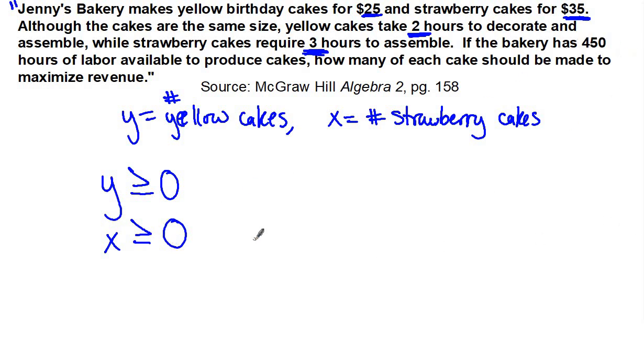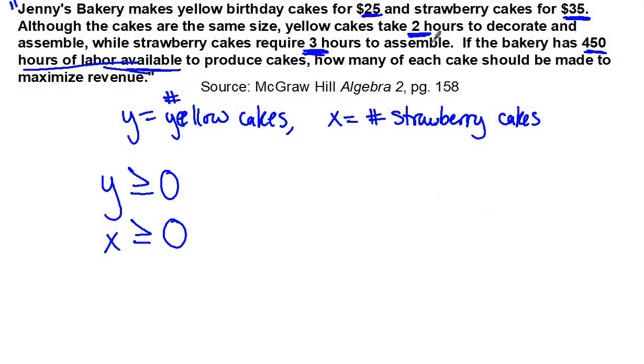Then our next constraint, okay, we have to keep in mind this hour constraint right here. It says the bakery has 450 hours of labor available. Let's say they have a certain number of employees. Let's say they have 10 employees or 11 employees, and they can work no more than 40 hours a week. So that means you have about 450 hours to get this done. Let's say you're trying to cater a wedding or something. That's how this might come up.